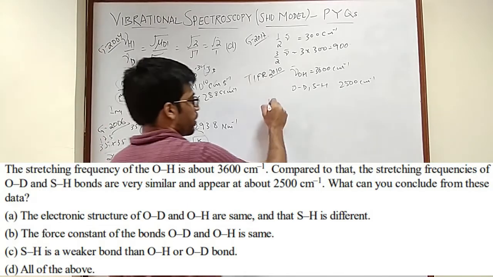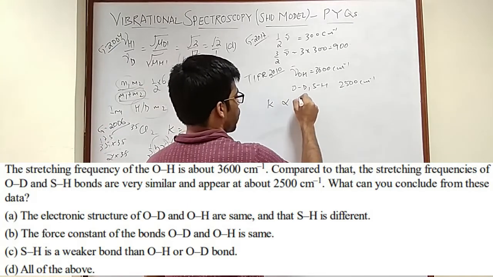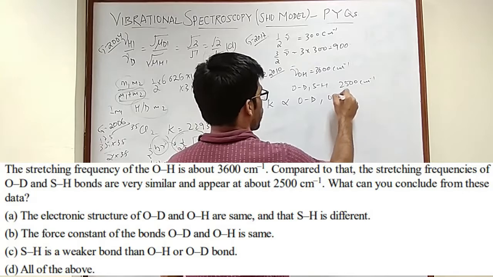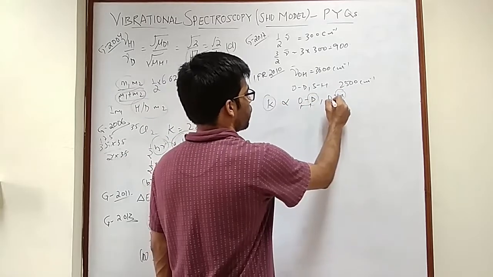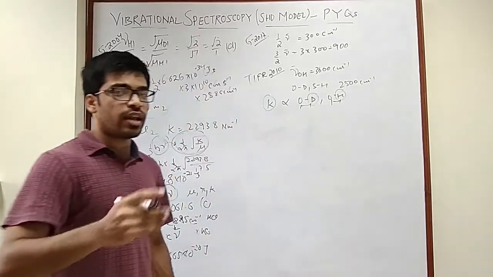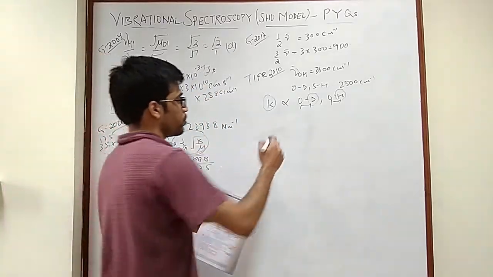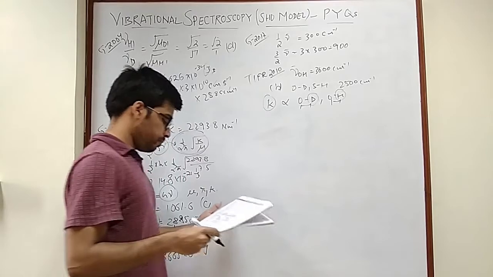Now the force constant does not depend on whether it is OH or OD. It does not depend on the mass. The force constant is a property of the bond. That means OH and OD will have the same force constant. So that means option number B is the correct answer.